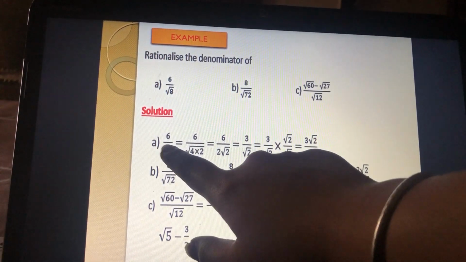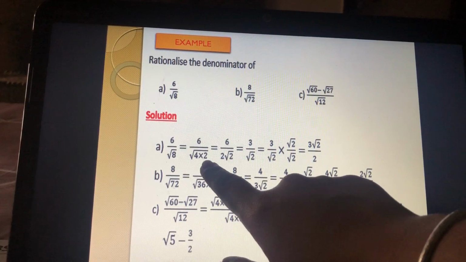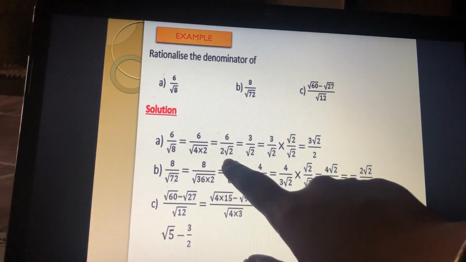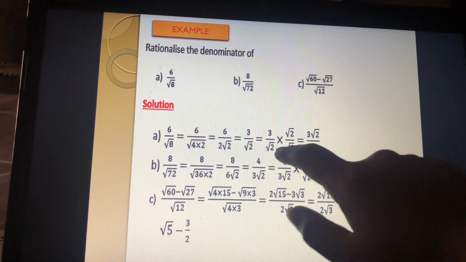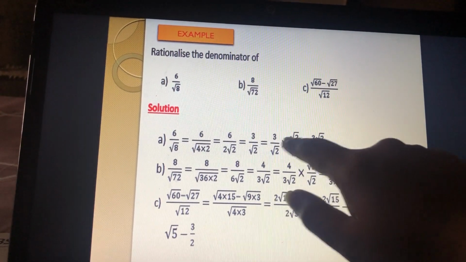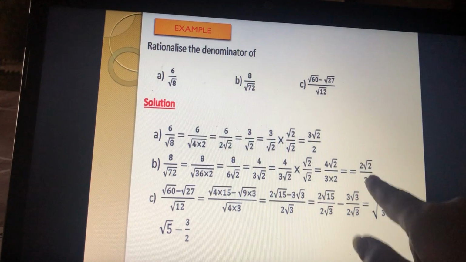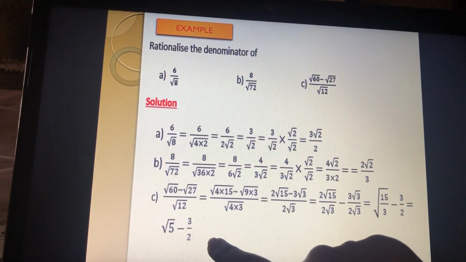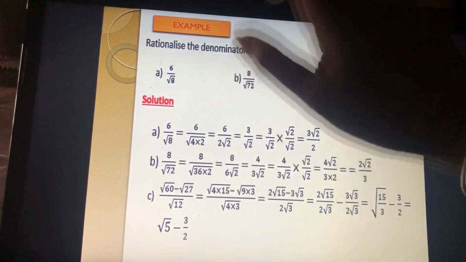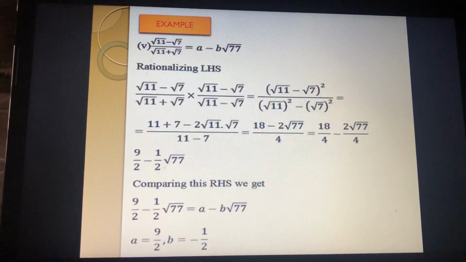In rationalization, root 8 को हमने break किया, 4 into 2, 4 से 2 common बाहर आया. Now 2 and 6 cut किया, it becomes 3 upon root 2. Root 2 आपस में multiply किया, and we get the answer. Now you can see here, यहाँ पे कहीं भी denominator में root नहीं है. So this is how we will use the rationalization.